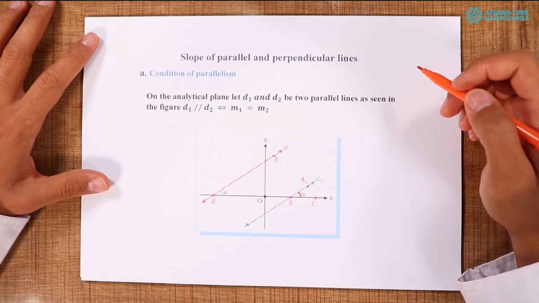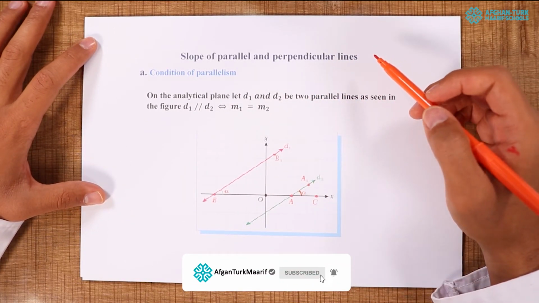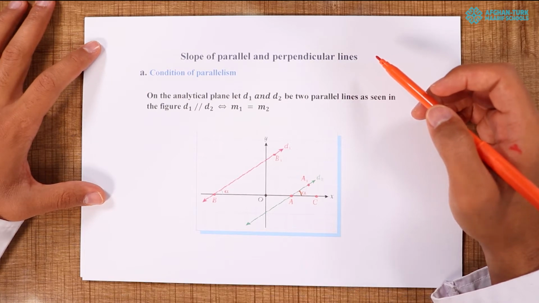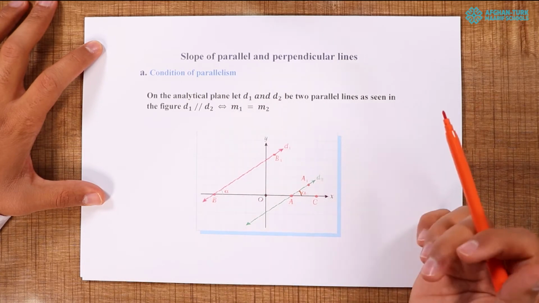Today we are going to study slope of parallel and perpendicular lines. In the previous session, we have studied the slope of a line segment, okay? First of all, condition of parallelism. It means when two lines are parallel.